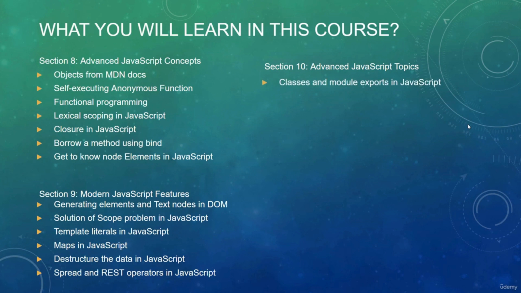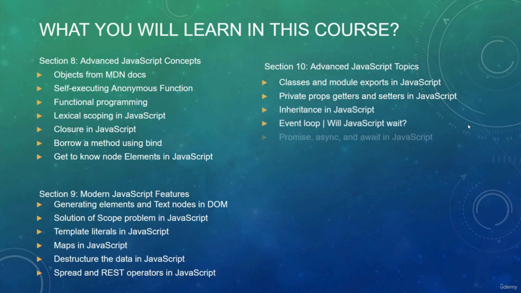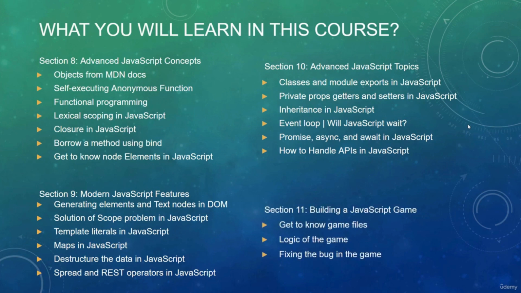In our next section, we will learn about classes. We will learn about private props, getters and setters. We will learn about inheritance. We will learn about the event loop. We will also learn about promises, async, and await in JavaScript. We will learn how you can handle APIs in JavaScript. In our last section, we will make a small game that will be a full project.